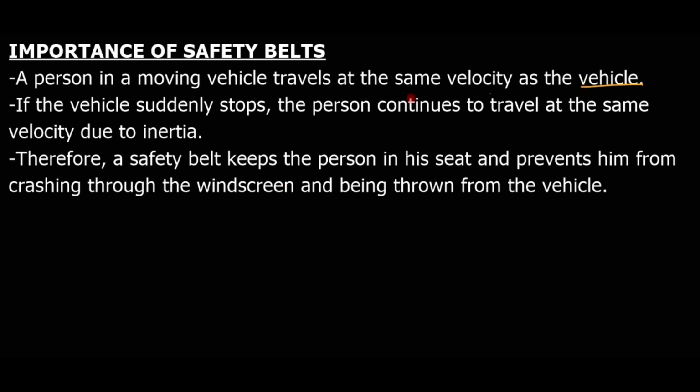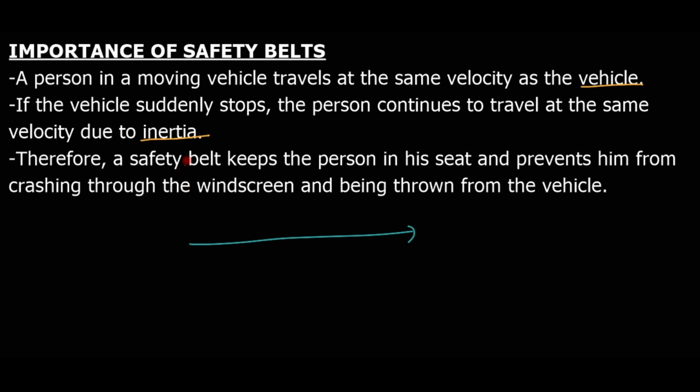The person travels at the same velocity. If the vehicle suddenly stops, the person continues to travel at the same velocity due to inertia. Remember, inertia is the tendency of an object to resist a change in its state of rest or motion. Therefore, a safety belt keeps a person in his seat and prevents him from crashing through the windscreen and being thrown from the vehicle.